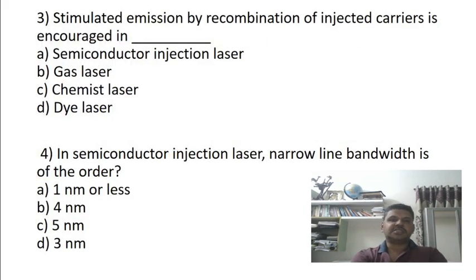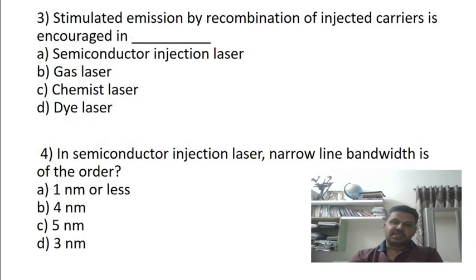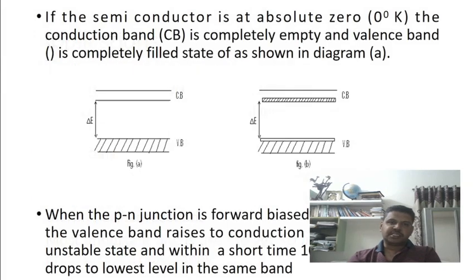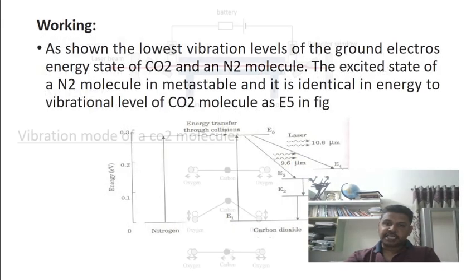Next: stimulated emission by recombination of injected carriers is encouraged. Stimulated emission occurs in the semiconductor injection layer. In a semiconductor injection layer, the narrow line bandwidth is on the order of 1 nanometer or less. These are all the concepts we study in tunable and pulsed lasers and their applications, what we studied about lasers. These are all very important concepts for the types of lasers.